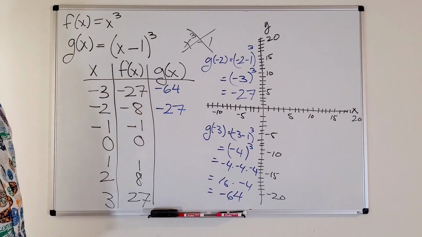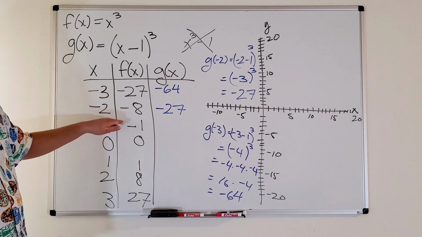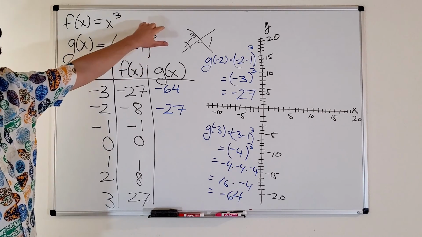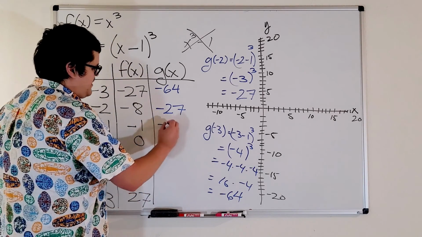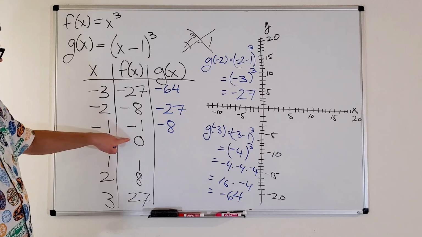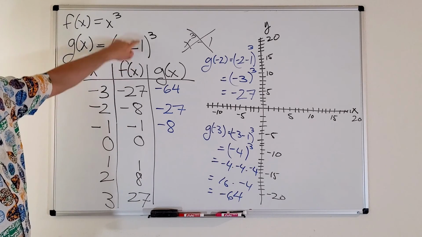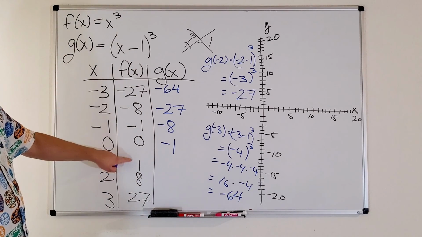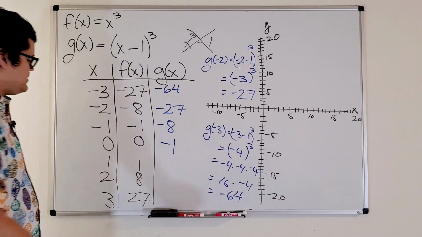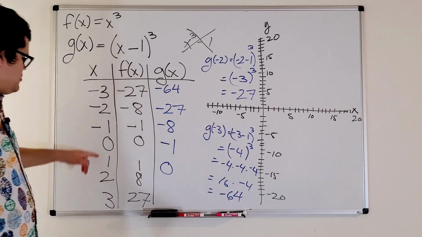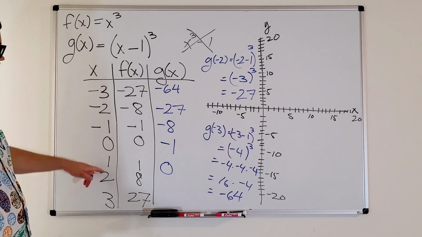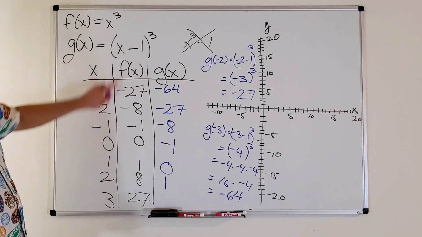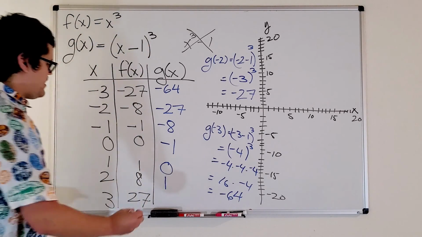And we can fill out the rest of the table similarly. So negative 1 minus 1, negative 2. Cube it, you get negative 8. 0 minus 1 is negative 1. Cube it, you get negative 1. 1 minus 1 is 0. Cube it, you get 0. 2 minus 1 is 1. Cube it, you get 1. And 3 minus 1 is 2. You cube it, you get 8.